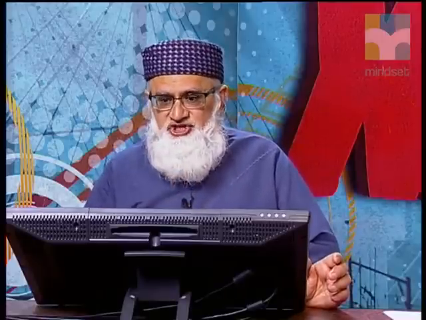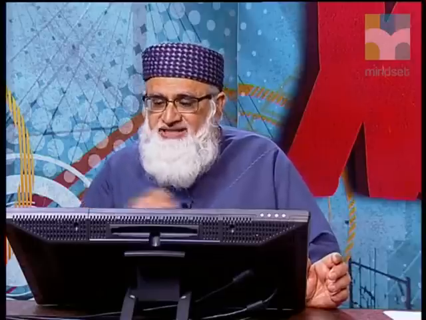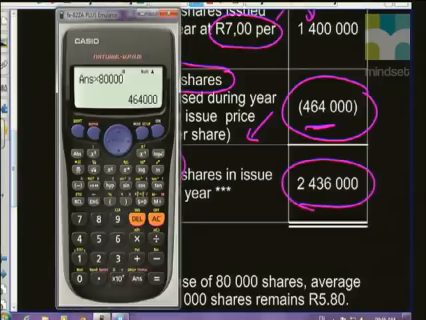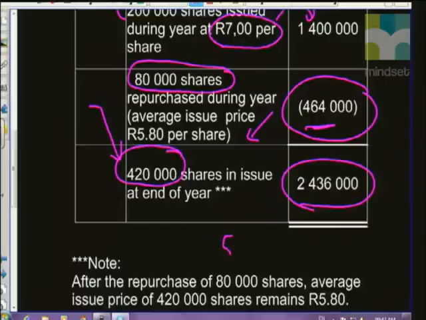The value of these shares, after you've subtracted the 464,000, is 2,436,000. Okay, let's just do an exercise here. If we take 2,436,000 and divide it by 420,000, notice that my value will remain constant at what price? At 5 Rand and 80 cents.